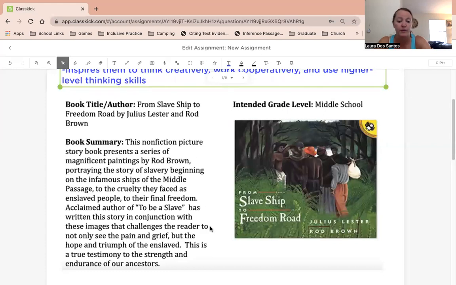Acclaimed author of To Be a Slave has written the story in conjunction with these images that challenges the reader to not only see the pain and grief, but the hope and triumph of the enslaved. This is a true testimony to the strength and endurance of our ancestors. Slavery is such a complex topic to teach middle schoolers, but through these four types of questionings, we can really get these students to dig deep and to understand the horrific world of slavery.